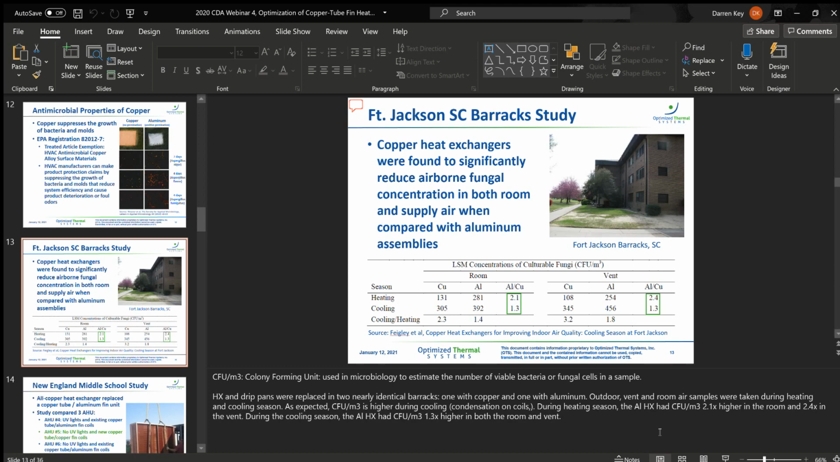And then during cooling season, the aluminum had a 3.1 times higher CFU in both the room and the vent. So we see here that the copper heat exchangers were found to reduce airborne and fungal concentrations in the room to a statistically significant degree. Definitely need to practice saying that.